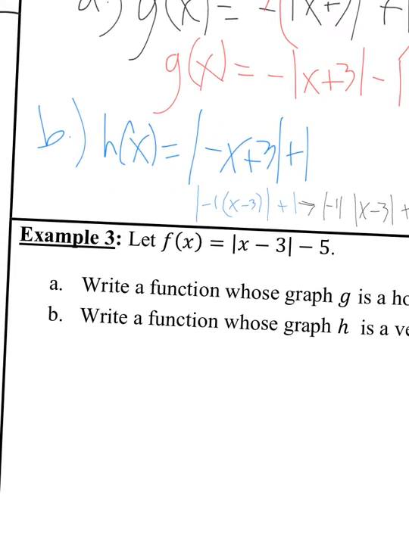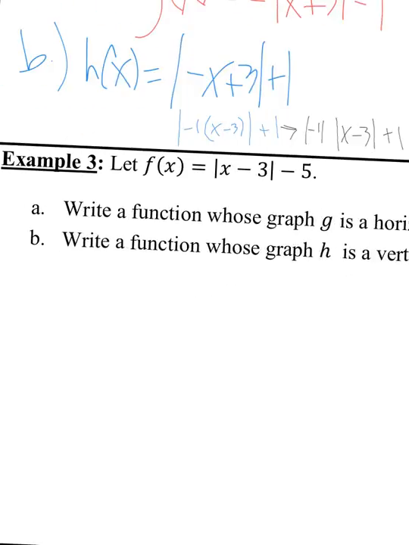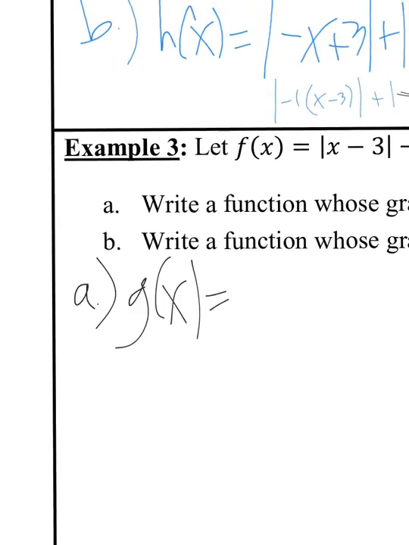All right, example 3. Let f of x be absolute value of x minus 3 minus 5. Write a function whose graph g is a horizontal shrink of the graph of f by a factor of 1/3. Okay, so here I've written down g of x, and horizontal shrink, you have to remember that it basically means it's pushing on the sides and it's getting skinnier, so it's stretching vertically. So horizontal in 1.2, I did go over that. Horizontal means it's on the inside. So I'm going to write absolute value of x minus 3 and minus 5.